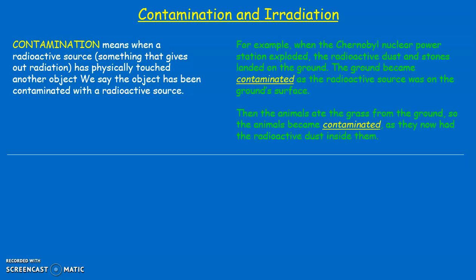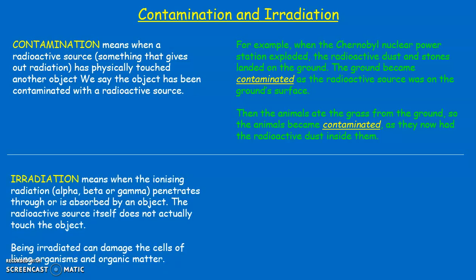And here's an example. Chernobyl power plant was a nuclear power station near Russia, which exploded about 30 years ago. The radioactive dust and the stones from that explosion landed on the ground. The ground became contaminated because the radioactive source, the dust and the stones, were radioactive, they touched the ground surface, so the ground became contaminated. Animals then came along and ate the grass that was on the ground, so the animals themselves became contaminated because they now had radioactive dust inside of them. So that's contamination.